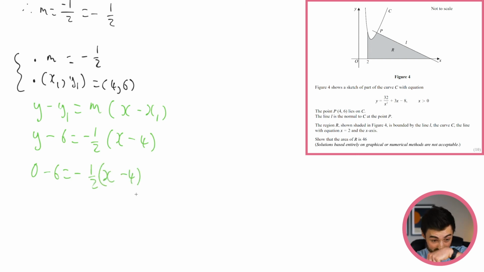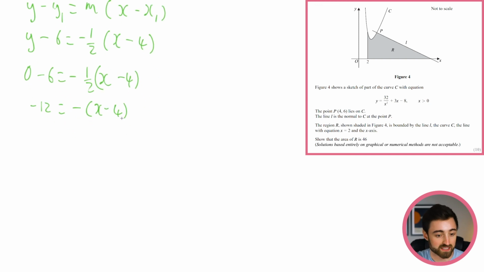Let's first, that's just minus 6, isn't it? Multiply everything by 2. So I'm going to get minus 12 equals minus, and then x minus 4. Okay, it looks like I can cancel a minus sign here. So I'm going to get 12 equals x minus 4. Therefore, x equals 12 plus 4, which is 16.